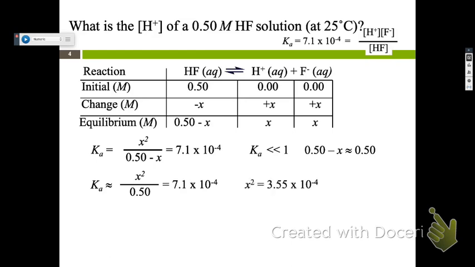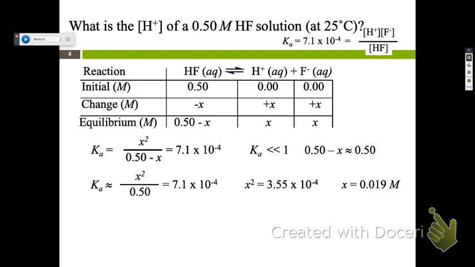All right, so using algebra, we rearrange this equation. We multiply 0.50 molar, that was our approximation, by our Ka. I came up with this value, and then how do we find the final value for x? Just take the square root of that, and I get 0.019 molar.